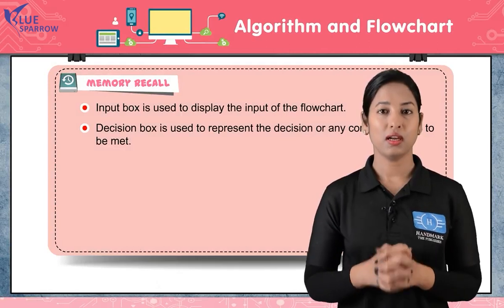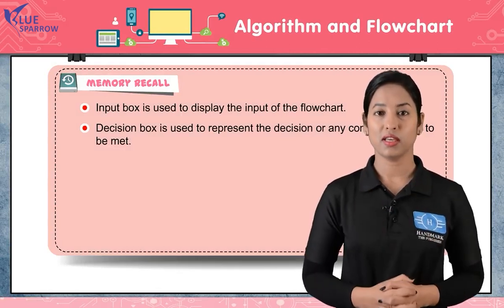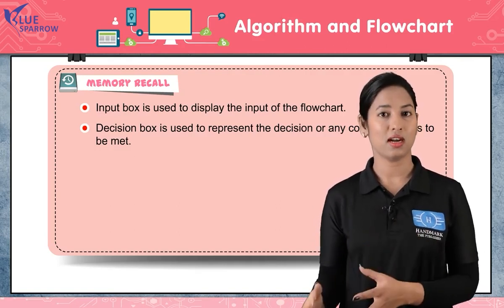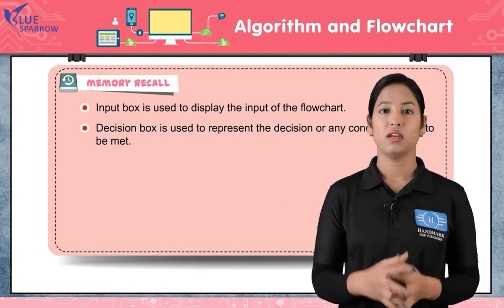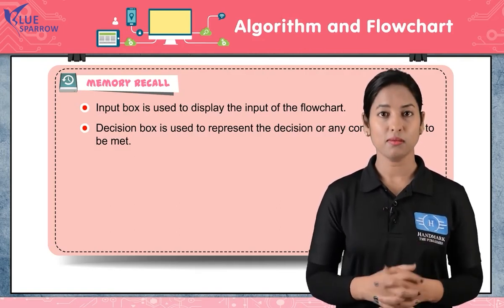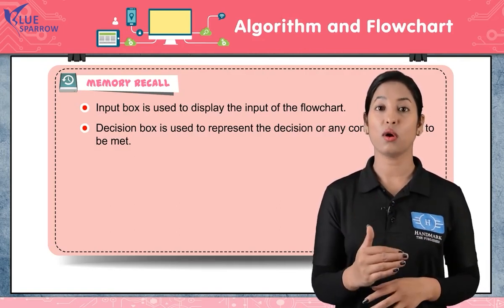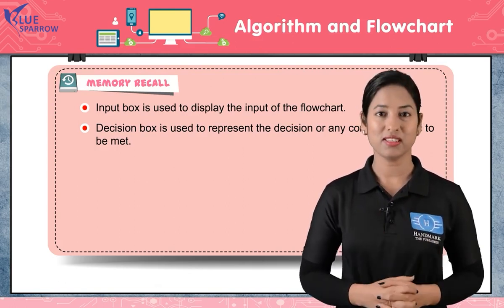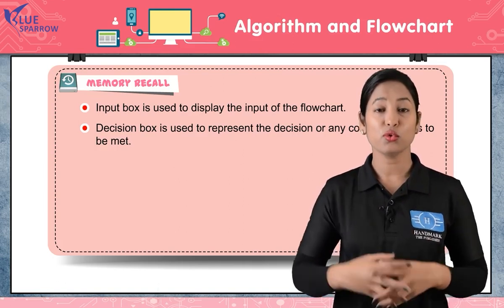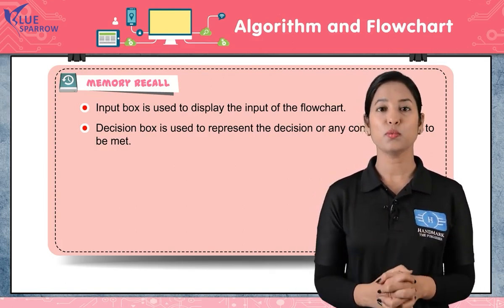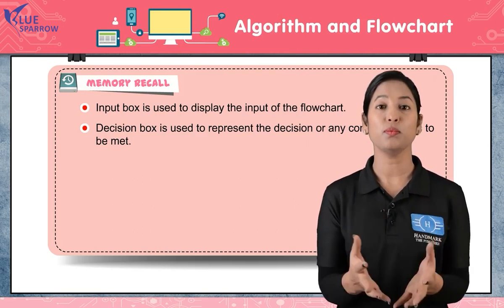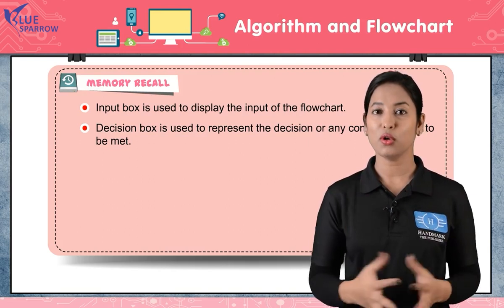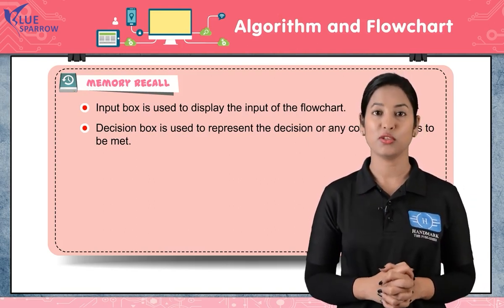So children, we learned that an algorithm is a sequence of well-defined instructions to complete a task or to solve a problem. And a flowchart is a diagram that represents a process or algorithm where we use flow lines to join various boxes. Start box is used to start the flowchart. Input box is used to display the input. And decision box is used to represent decision or any condition which is yet to be met.